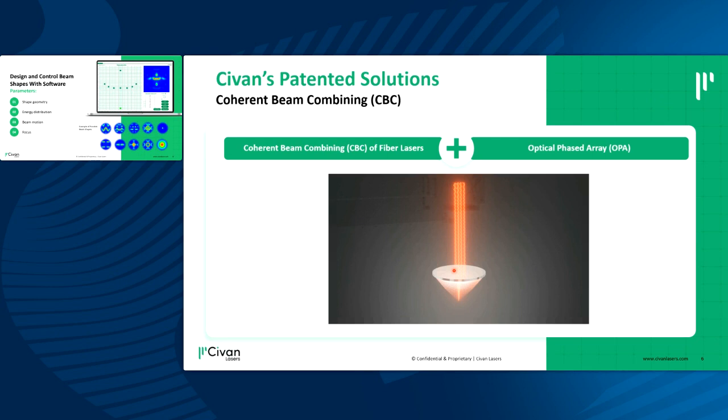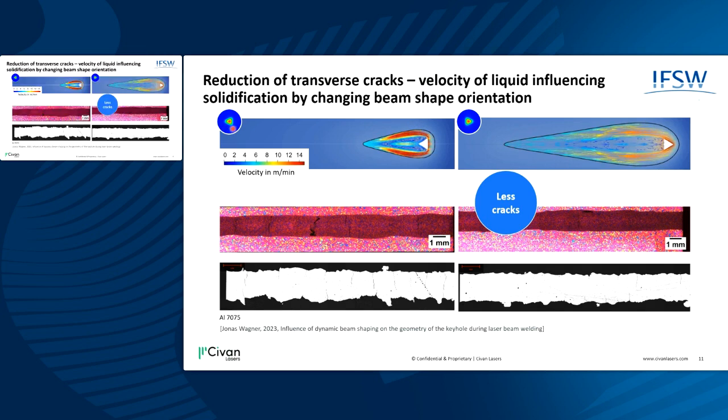Now, why is this important? What is unique about it? In the following slide, we are using a triangle beam shape. The difference between the left and the right is that on the left side the orientation of the triangle is to the left, and on the right it is rotated 180 degrees. On top is a simulation of the velocity of the melt flow for these two different beam shapes, and we can see how they differ from each other.